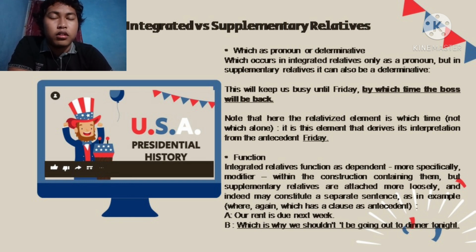Number four is function. Integrated relatives function as dependents, more especially modifiers within the construction containing them, but supplementary relatives are attached more loosely and might constitute a separate sentence, as in the example in this presentation.